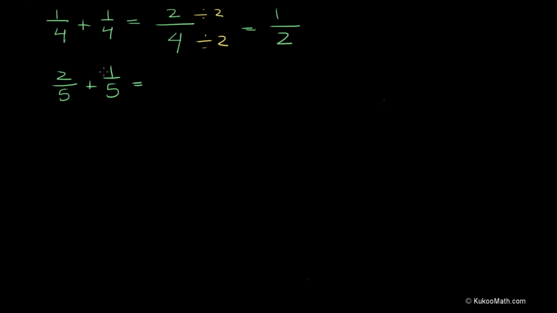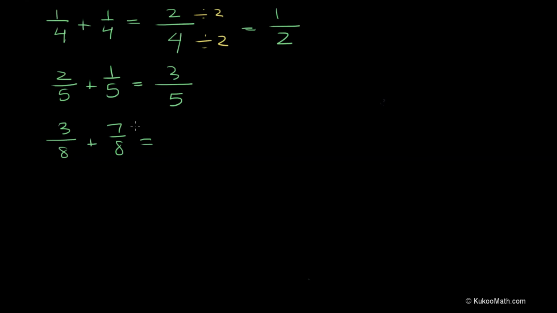So we're going to add the numerator. 2 plus 1 is equal to 3, and bring the denominator over, and so we have 3 over 5. So that's a pretty straightforward problem. And now we're going to do another problem. 3/8 plus 7/8.